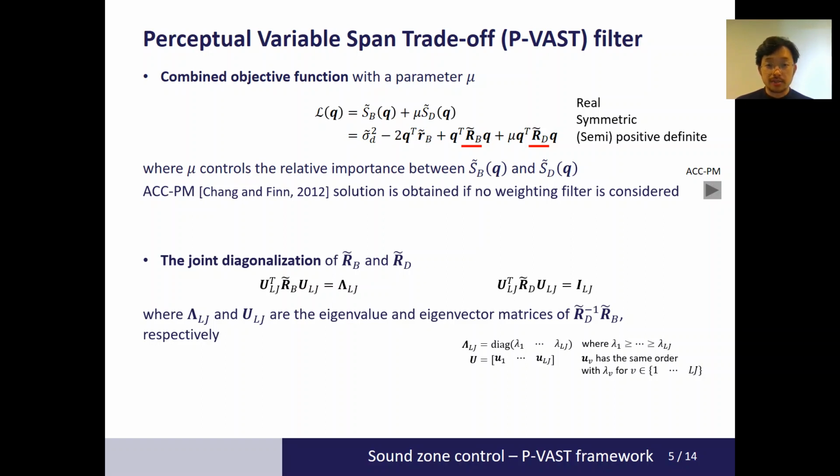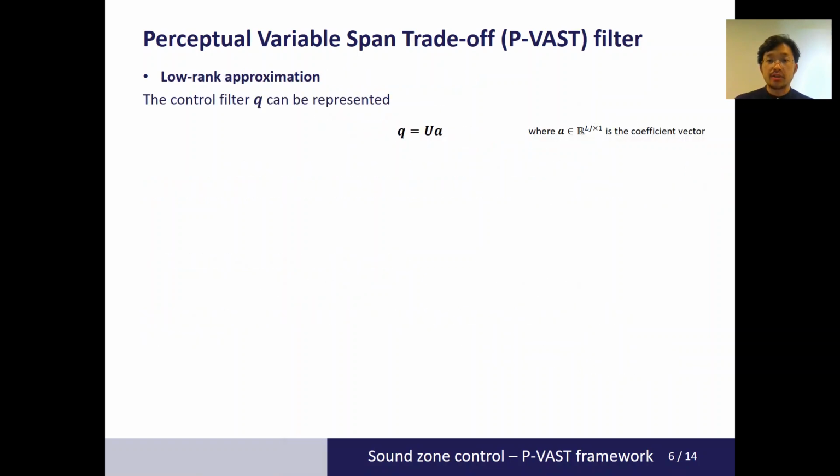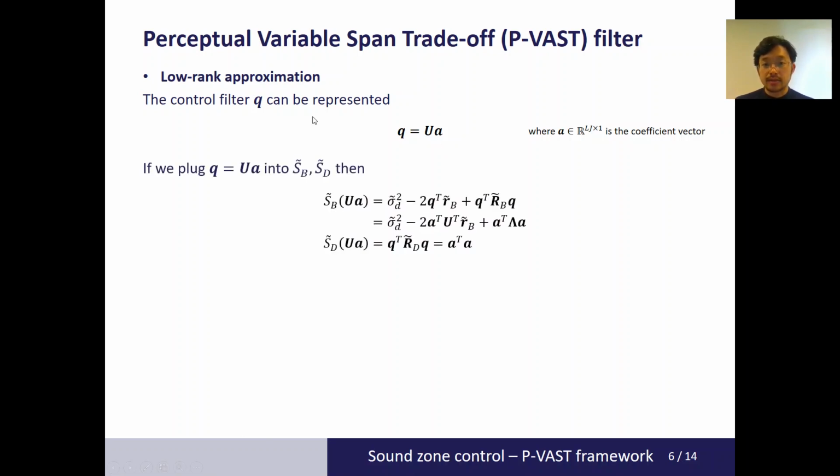Then where do we use this? We can use this to design the control filter Q. And Q is a linear combination of eigenvectors. That means U is a basis function for this Q, and the only unknown is this coefficient vector A. If we plug this Q into the signal distortion power and residual error power, then we can get these two equations with respect to A.